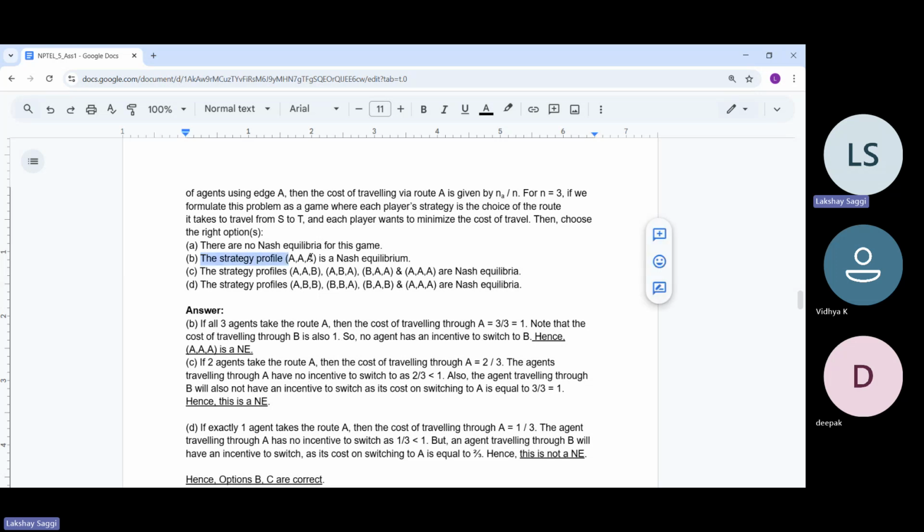So only options B and C are correct, that AAA and AAB are Nash equilibria. And option A is anyway incorrect because we found a Nash equilibrium, so the statement that there are no Nash equilibria is false. So statements A and D are false, so only options B and C are correct.